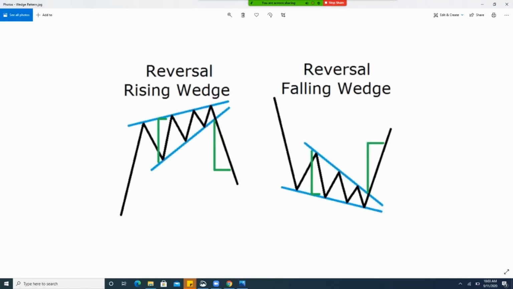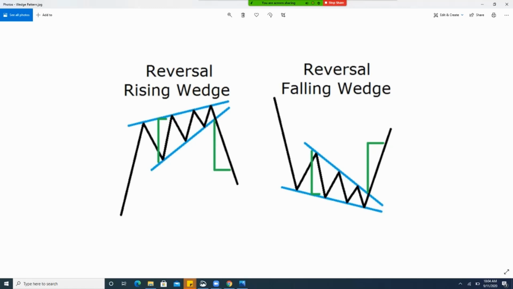A reversal wedge just means a reversal because the market is going up in one direction and the wedge, once it completes, reverses to another direction. So you see here you have a rising wedge, but it forms in an uptrend. Because it's a rising wedge, it's still going to continue down. That's not going to change. But the reason this is a reversal wedge is because of the trend of the market leading up into the wedge.